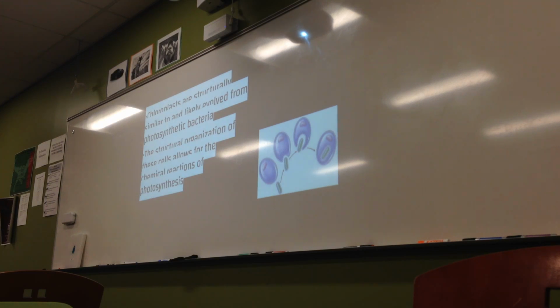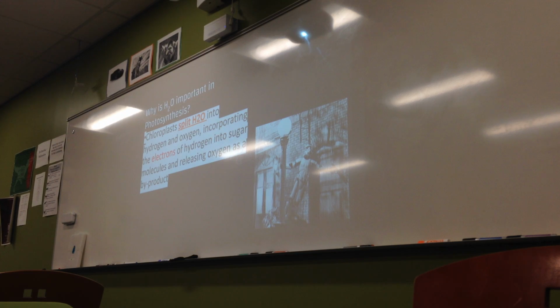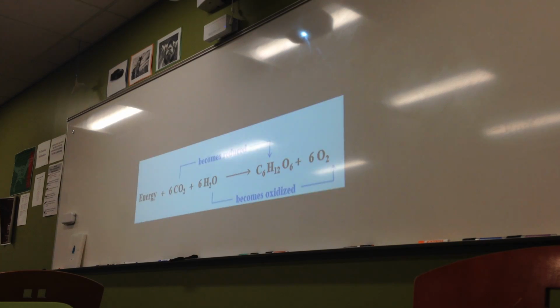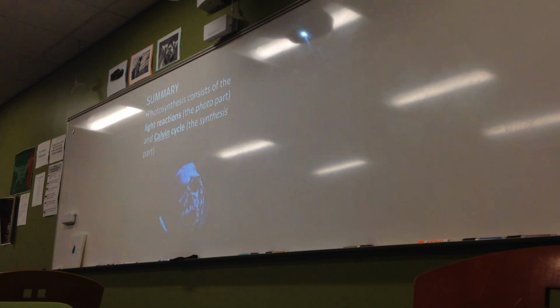Chloroplasts are structurally similar to and likely evolved from photosynthetic bacteria, just like mitochondria. The structural organization of these cells allows for chemical reactions of photosynthesis. Water is important because chloroplasts split water into hydrogen and oxygen, incorporating the electrons into sugar molecules and releasing oxygen as a byproduct. And photosynthesis reverses the direction of electron flow compared to respiration. Photosynthesis is a redox process. Make sure you know the equation as well. Don't worry so much about the numbers, but know what goes in which side.